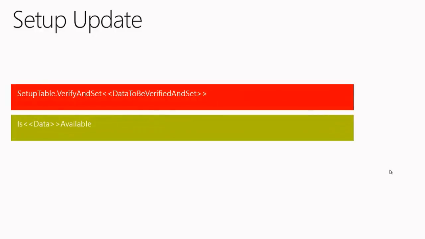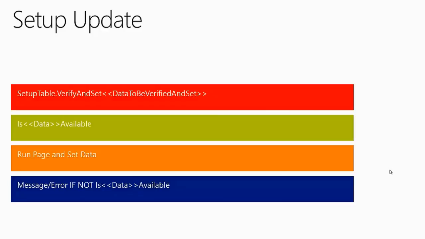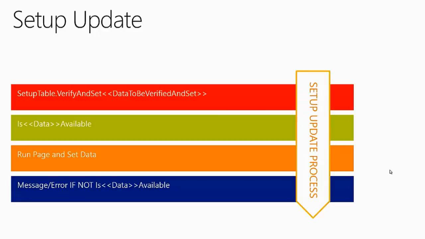Instead of a test field, we would have to implement a function that verifies if the data exists and, if necessary, ask the user to fill in the blanks. When this is required, we need to run the page and allow the user to interact. And when this is done, we need to verify again and message or error if the data is still not available, depending on the fact if the data is mandatory or optional.